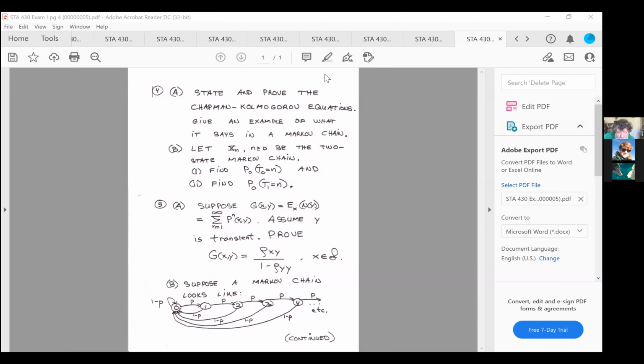Okay. State and prove the Chapman-Kolmogorov equations. Okay, we stated and proved those. So this is probably one of the theorems I told the class to have memorized so that they would know how to do it.